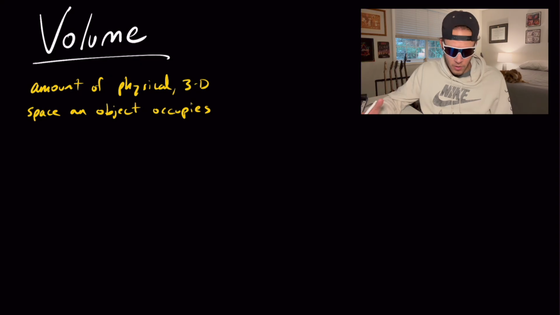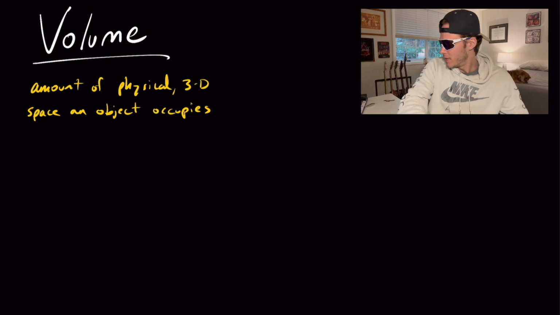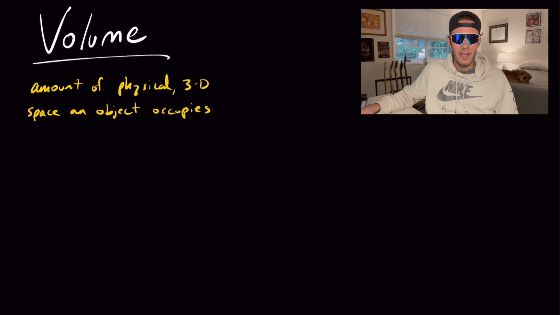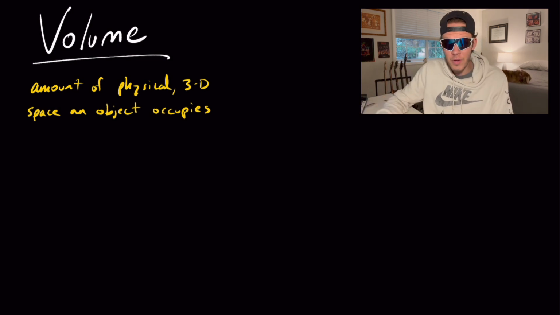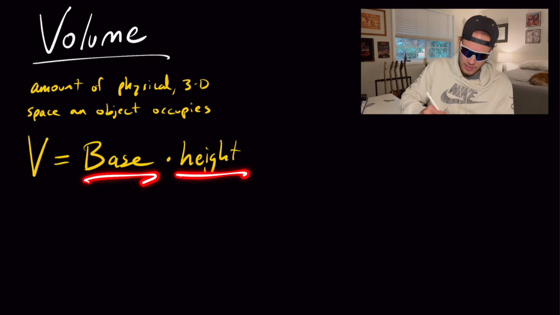Now let's talk volume. Volume is the amount of physical three-dimensional space that an object occupies. So every physical item that you have lying around has some volume. If it's a 3D shape, 3D figure, or 3D object, it has volume. If it's 2D or 1D, it does not have volume. And generally speaking, volume is equal to base times height.